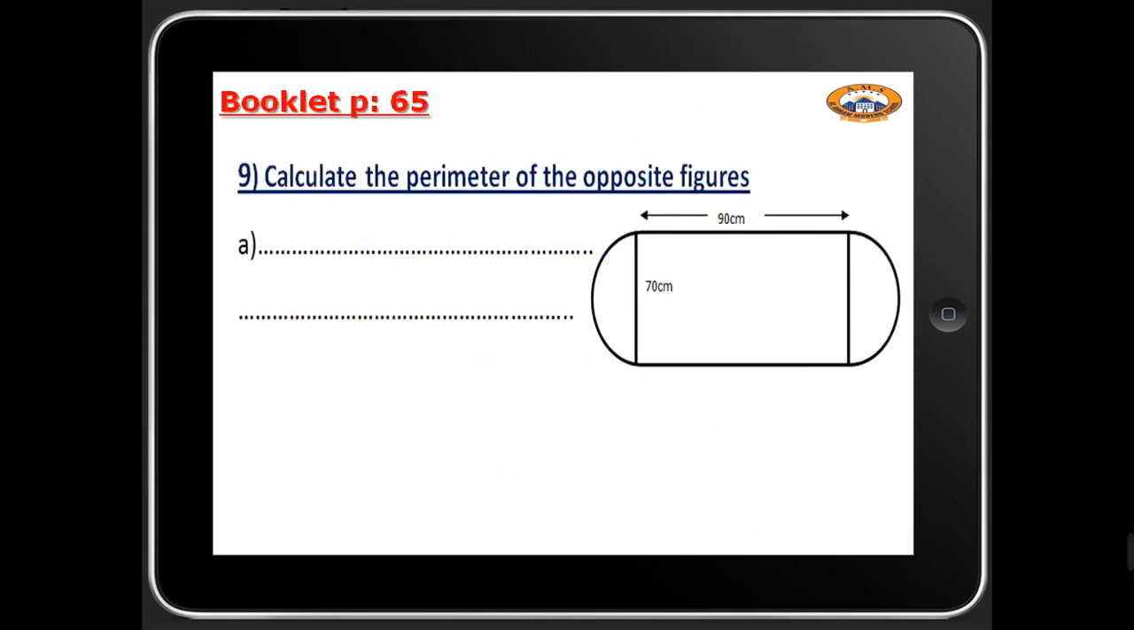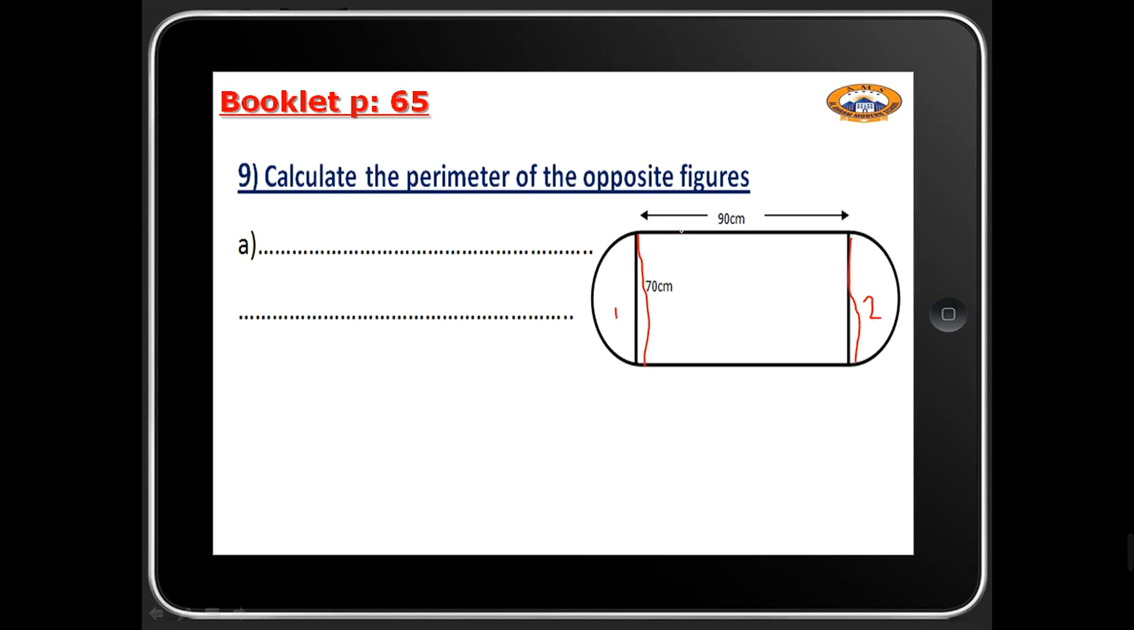Open your booklet on page 65. We're going to have exercise number 1. Calculate the perimeter of the opposite figure. He gave you a figure. It looks like a circle, and he divided it into 2 parts. If I cut from here and from here and join these 2 parts together, it will be a whole circle. This is part 1 and this is part 2.